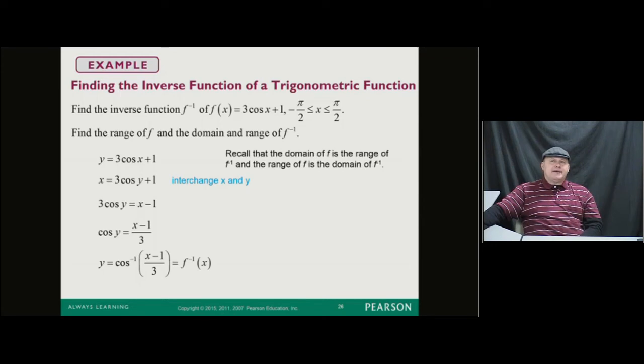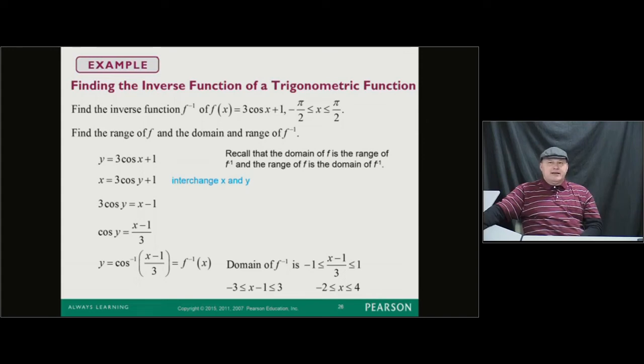So recall that the domain of the function is the range of the inverse, and the range of the function is the domain of the inverse. So what is the domain of the inverse? Well, you've got to remember that you can only take the cosine inverse of numbers that are between negative 1 and positive 1. That's the only thing you're allowed to do. So you'll need to set x minus 1 divided by 3 between negative 1 and positive 1. When you do that, x minus 1 has to be between negative 3 and positive 3. Why? Multiply by 3 throughout. And then adding 1 tells me x has to be between negative 2 and 4.